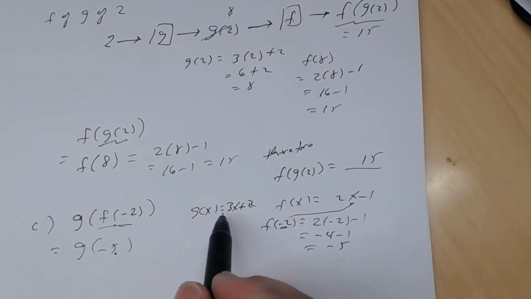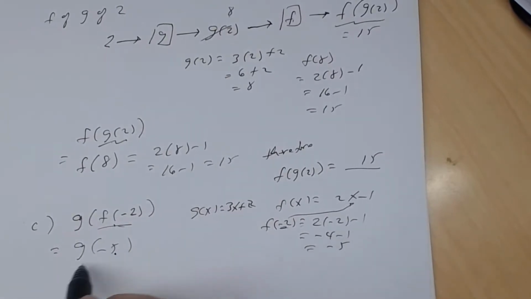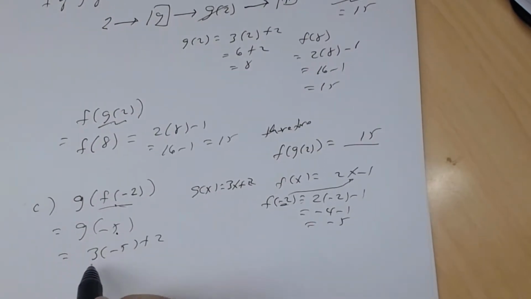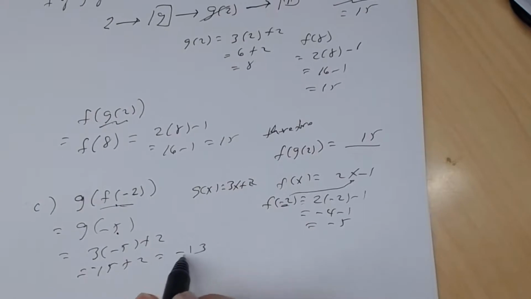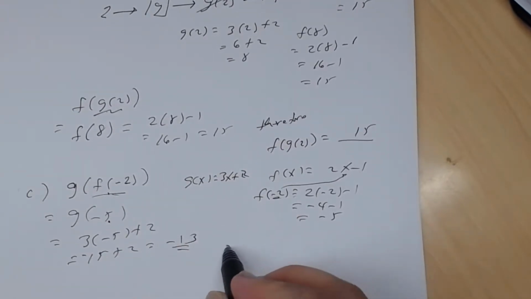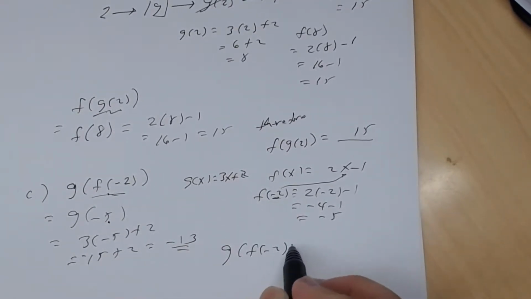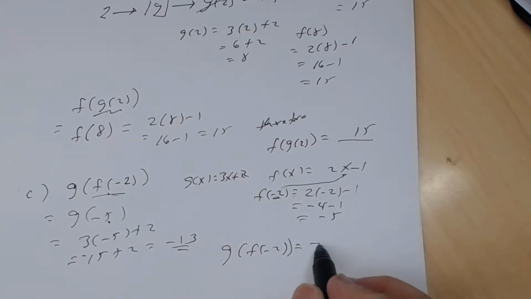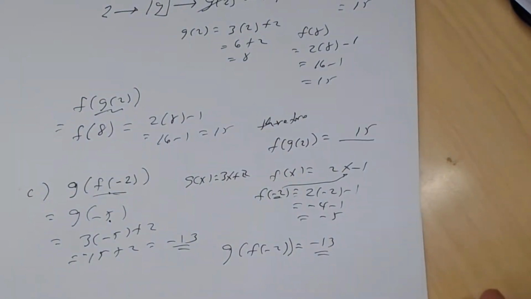So wherever I see the variable x, I'm going to plug in negative 5. So that becomes 3 times negative 5 plus 2. So that becomes negative 15 plus 2, which is negative 13. So your answer for g of f of negative 2 is equal to negative 13. That's the answer.